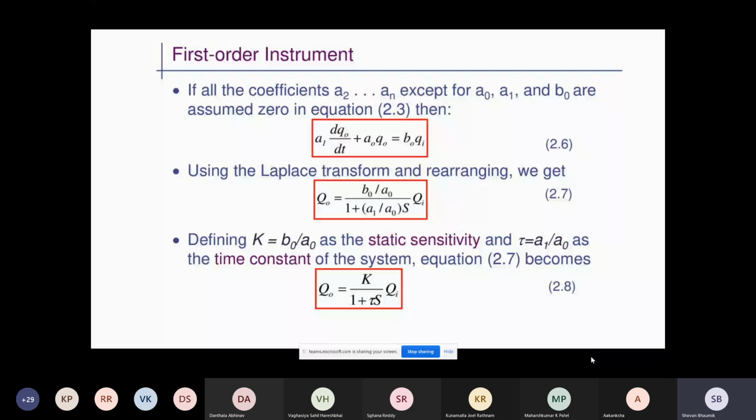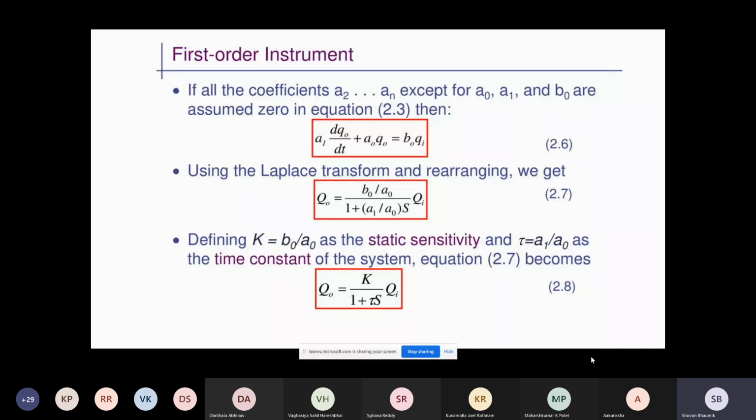If you want to write the equation 2.8, you have to write it in such a way that it is 1 plus something into s, and on the top there will be gain. In such cases, the gain will be static sensitivity, and the tau will be the time constant. If you write this equation as some gain divided by s plus some constant into qi, then that will not be the time constant. The students usually make this mistake.